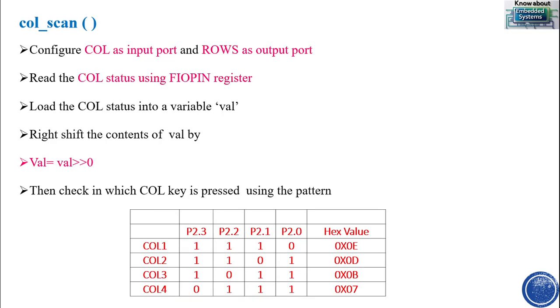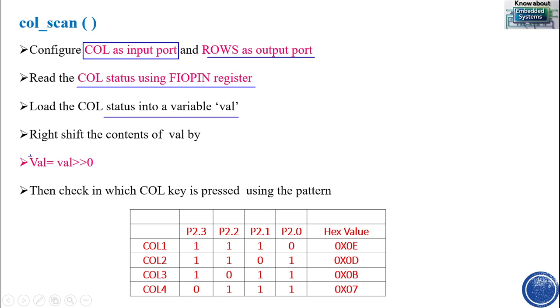Similar to this, we have to perform a column scan as well. Column scan is exactly the same as row scan with a small difference. In the column scan, columns we make an input port and rows an output port. Then read the column status, move it into a local variable, right shift by 4 positions and compare the pattern. 0E is first row first column, 0D is second column, 0B is third, and 07 is fourth. Like this we have to perform row scan and column scan.